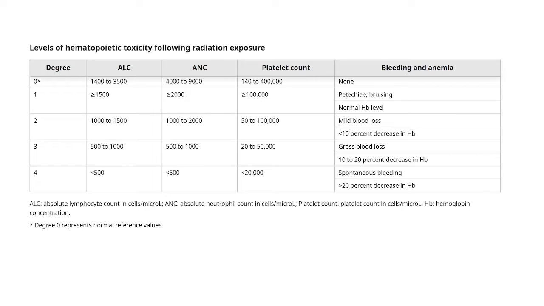In grade 3, the absolute neutrophil count will lie in the range of 500 to 1000, and the platelet count will lie in the range of 20,000 to 50,000. There will be gross bleeding with a 10 to 20% decrease in hemoglobin. In grade 4, the absolute lymphocyte count and neutrophil count will be less than 500, with a platelet count of less than 20,000. There will be spontaneous bleeding and more than 20% decrease in hemoglobin.